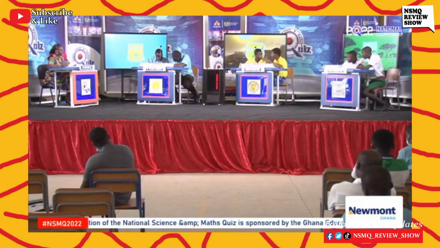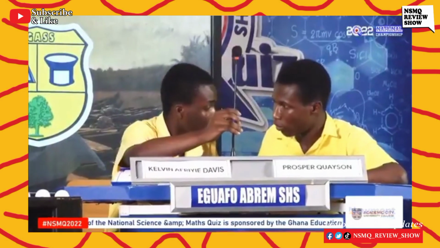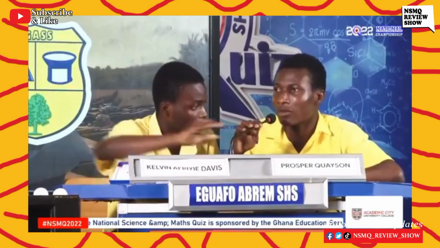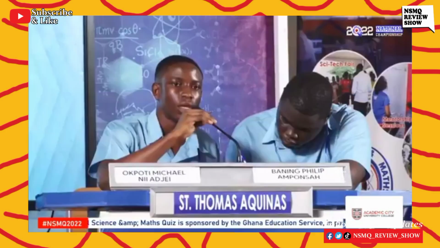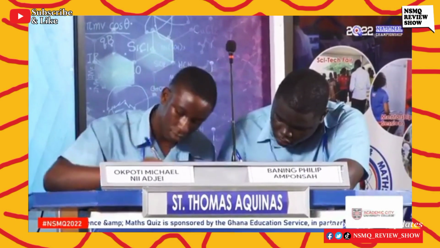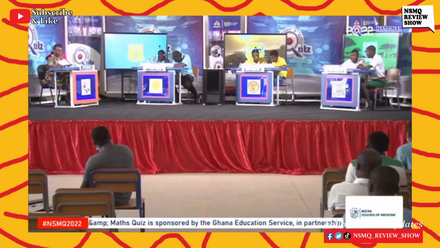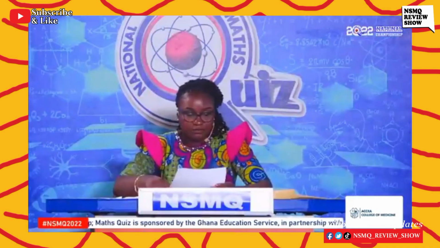I am a physical quantity. I am encountered in both kinematics and dynamics. I am used to describe the motion of an object. I am the rate of change of a vector quantity. My rate of change is called jerk. Yes, Eguafo Abrem. Pressure. No. Aquinas. Acceleration. That is correct. That came on the last clue. 3 points. Our last riddle.